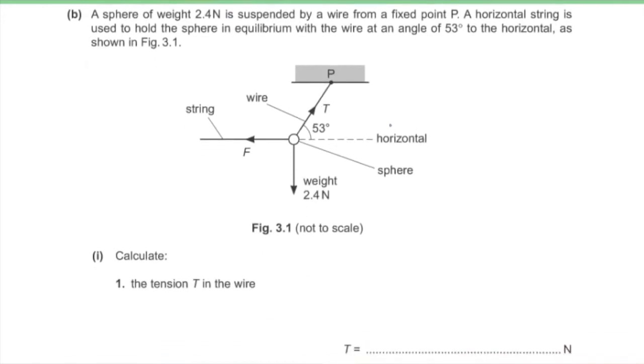Part B, a sphere of weight 2.4 newtons is suspended by a wire from a fixed point B. A horizontal string is used to hold the sphere in equilibrium with the wire at an angle of 53 degrees to the horizontal. So the sphere is in equilibrium, as shown in figure 3.1. Part 1, calculate the tension T in the wire.